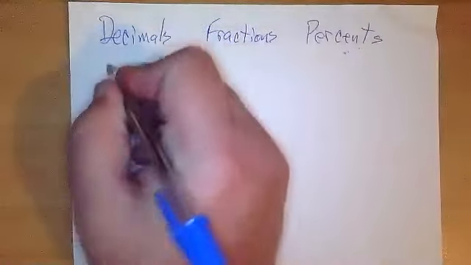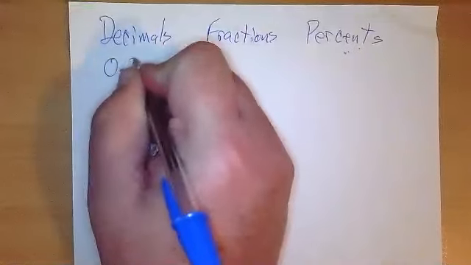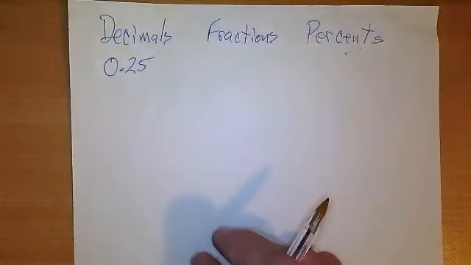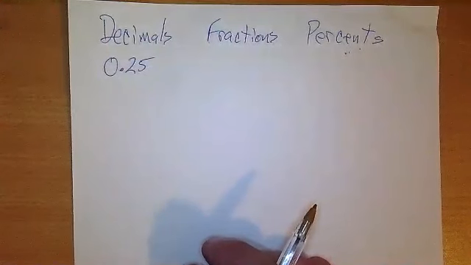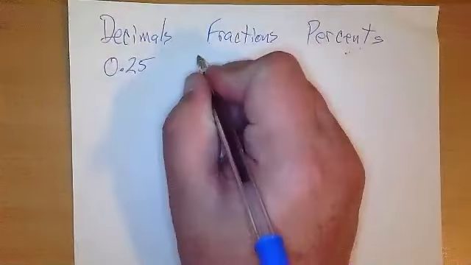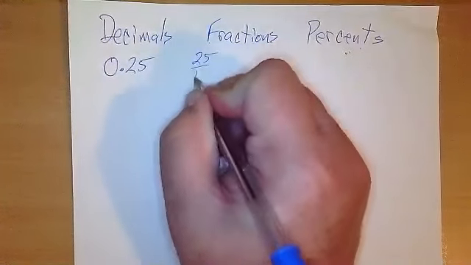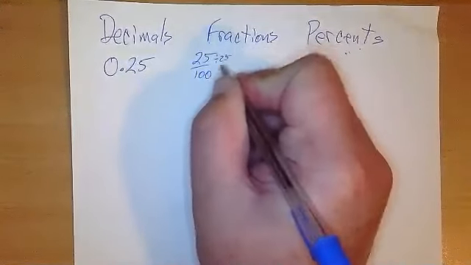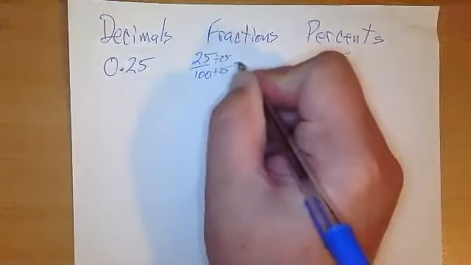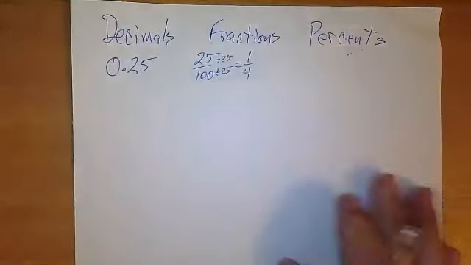All right, so let's start with a fairly easy one that we've worked on a ton. If I have a decimal of 0.25, what do you think the fraction is going to be? Give you a couple seconds to think about that. Well, it's going to be 25 over 100. And if we reduced it by dividing the top and the bottom by 25, we'd get 1/4.